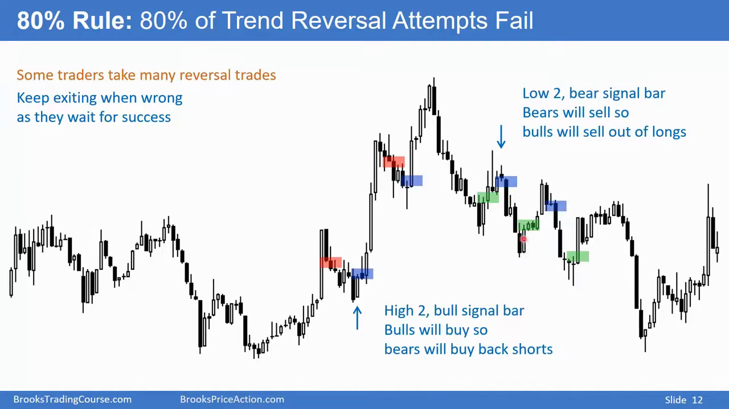2 pushes up, bull bars, bear bar, bull bars, and now we got a low 2, a pretty good looking bear bar. Traders will sell below the low of that bar or the low of this bear bar. The bulls will sell because they'll know the odds are high we're going down, and the bears will sell for the same reason. They have a lower high and a bear trend, a low 2 short with a good sell signal bar. Very good trade.